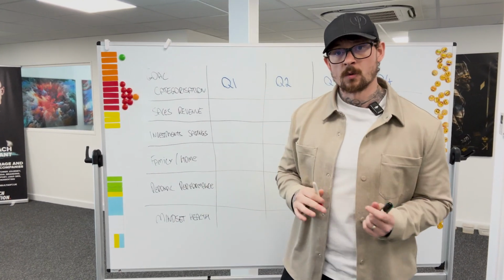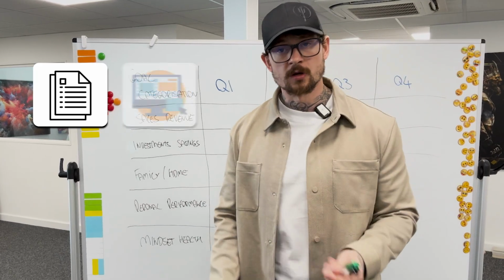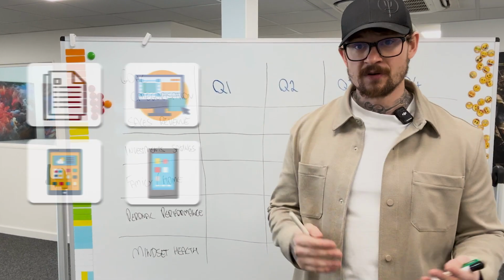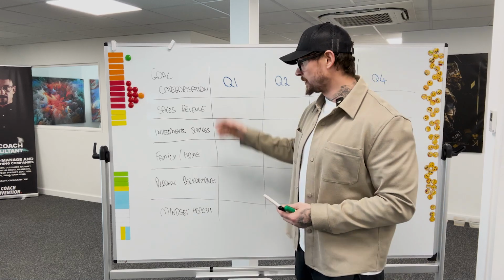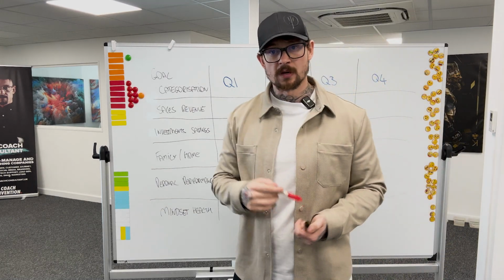Right, so the first thing that I want you to do is recreate this on a whiteboard, on a piece of paper, on a computer, an iPad, on your phone, whatever it may be. But making sure that you're actually splitting things up into goal categorization alongside splitting things up into an actual quarter basis.